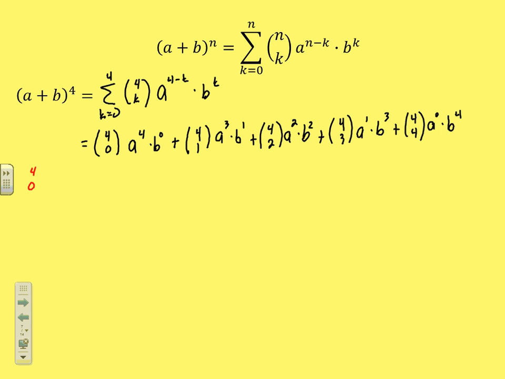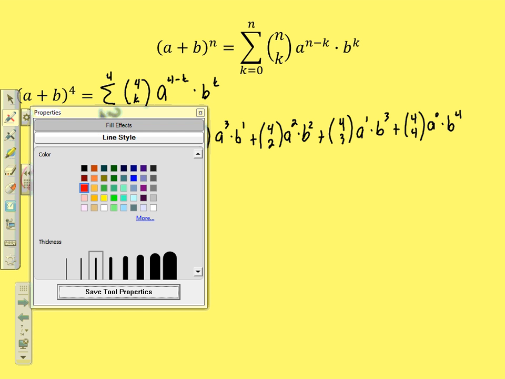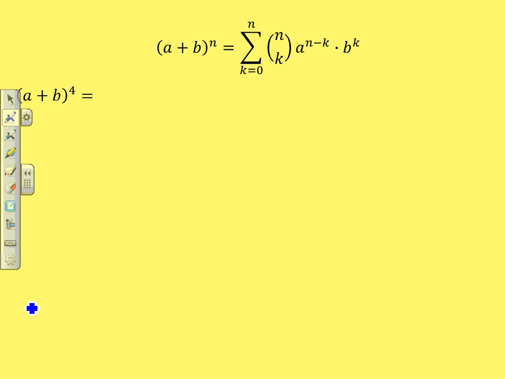So 4 choose 0 is going to say 4 factorial over 0 factorial times the difference of 4 minus 0 factorial, which is just 4 factorial again. And 0 factorial is the same thing as 1. And 4 factorial over 4 factorial simplifies to be 1. So I can replace that with a 1. Maybe I should do a different color for each factorial, so we can see what's being substituted where.